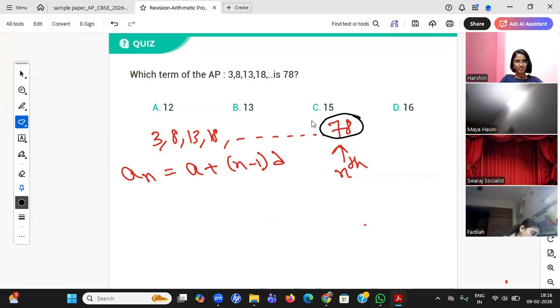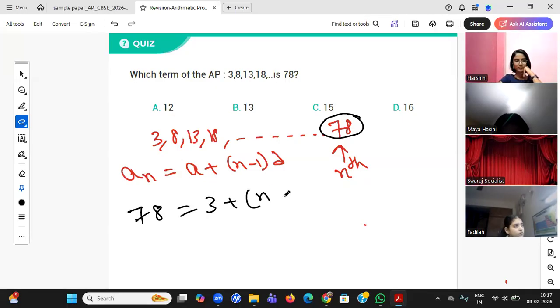Harshini got some answer. Jahnavi, Harshini, Narendran, right answer. Fadila, right answer. Okay, so he's asking which term. So let it be nth term. You have a formula. What is A of n? Value at the nth place. What is that? 78 itself. What is A? 3 plus n minus 1 into d, which you need to find. d, 8 minus 3 is 5. Do this, you will get the answer.